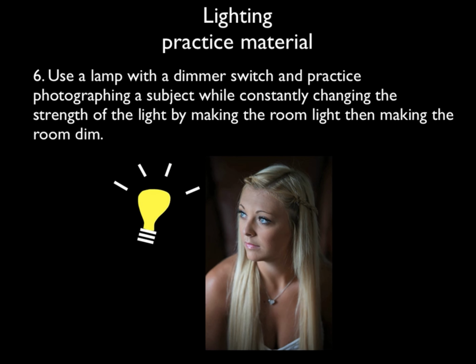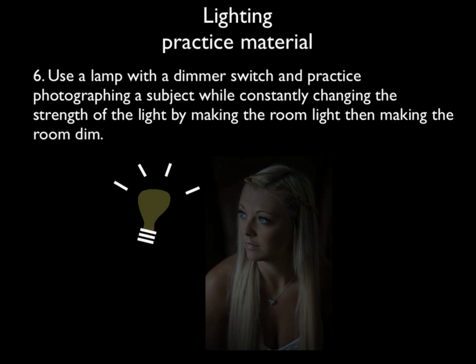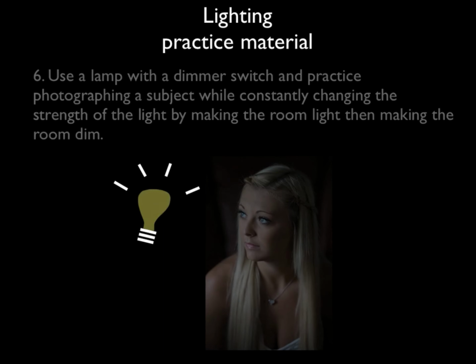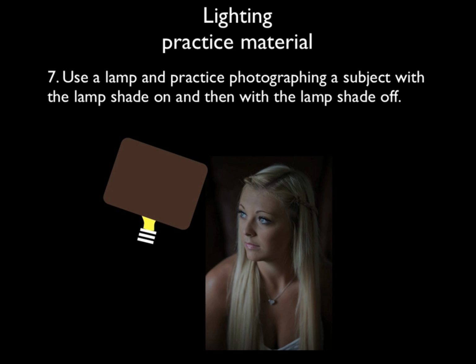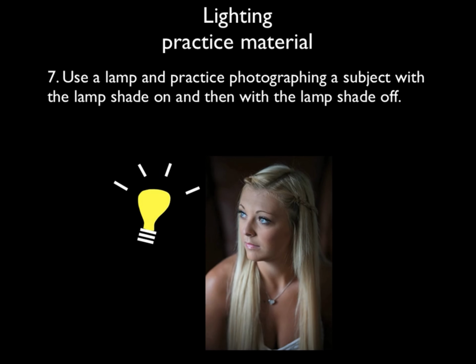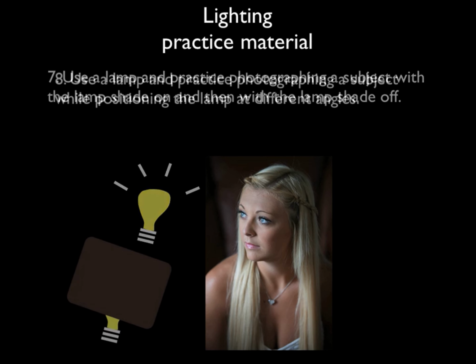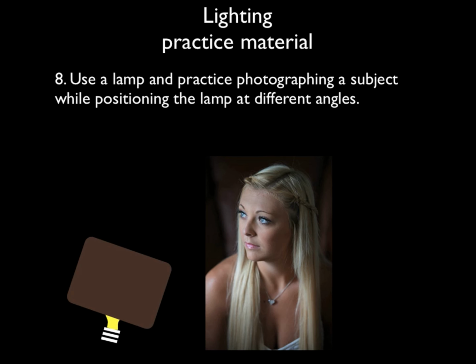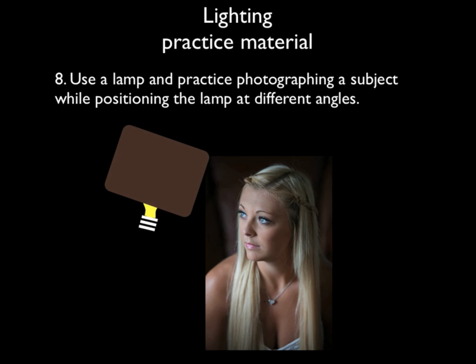Number 6. Use a lamp with a dimmer switch and practice photographing a subject while constantly changing the strength of the light by making the room light, then making the room dim. Seven, use a lamp and practice photographing a subject with the lampshade on and then with the lampshade off. Number 8, use a lamp and practice photographing a subject while positioning the lamp at different angles.